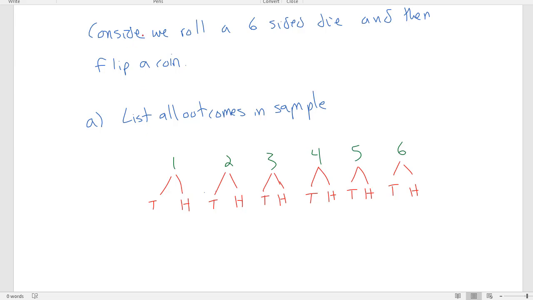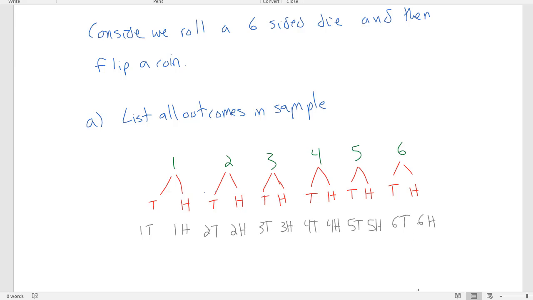So I'm going to change colors again. I'm going to pick gray here. So if I follow along each branch, I could get a 1 and then a tail. Or I could get a 1 and a heads. I could get a 2 and a tail. Or I could get a 2 and a heads. And I'm going to repeat this by listing all the combinations. Now remember, we called this the sample space. So here's the list of all possible outcomes for my probability experiment.